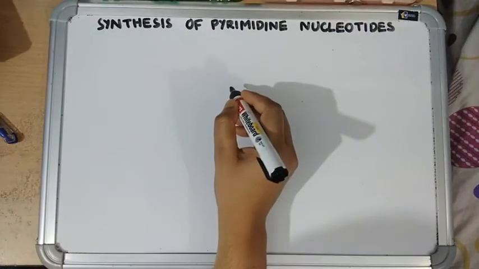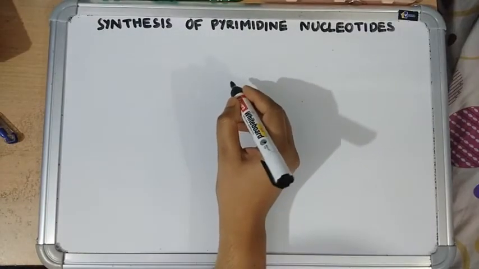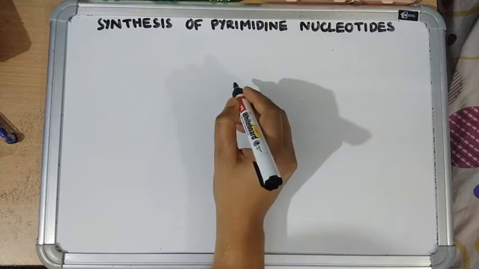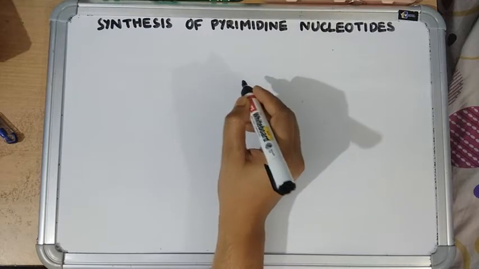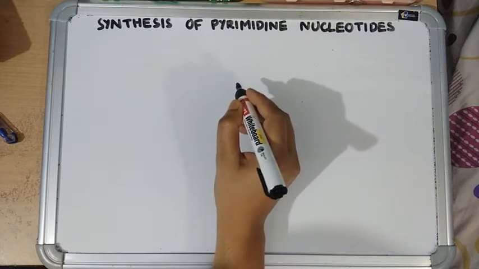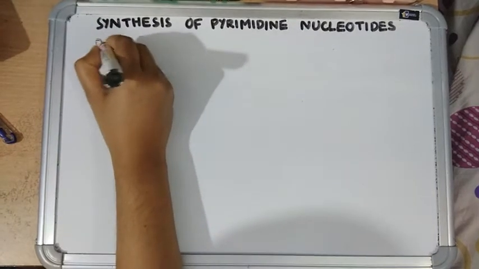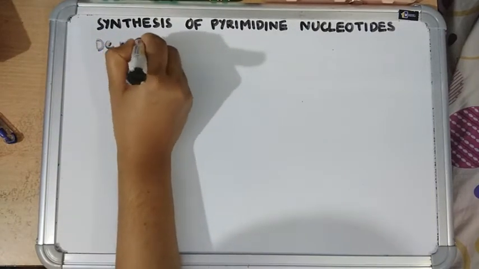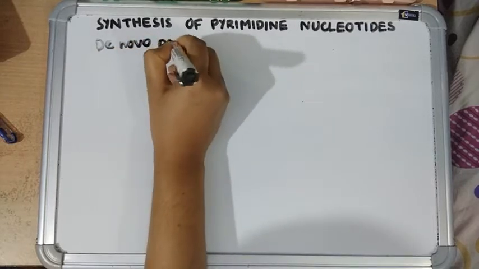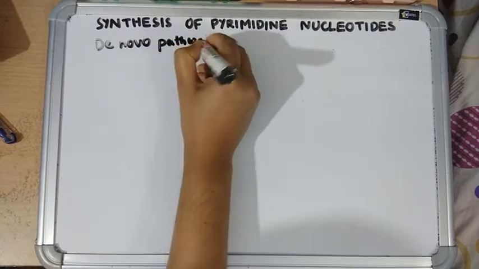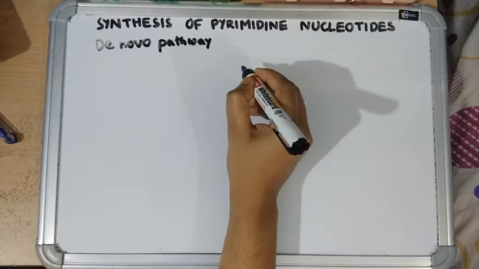Hello students, today's topic is synthesis of pyrimidine nucleotides. Like purine nucleotide synthesis, the synthesis of pyrimidine nucleotides comprises two pathways, de novo and salvage pathway. First we will discuss the de novo pathway. De novo pathway of pyrimidine synthesis.